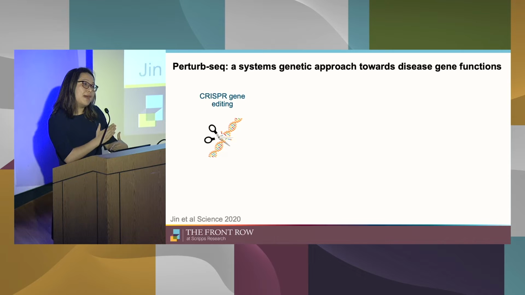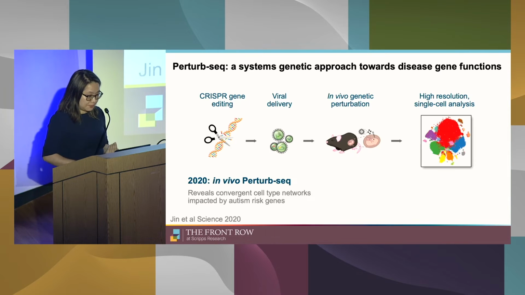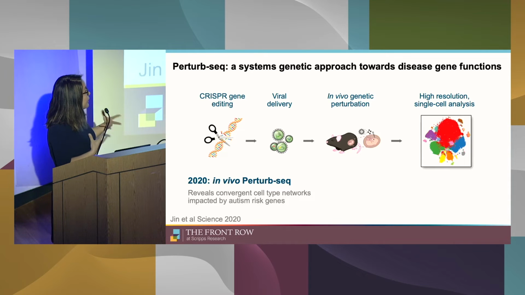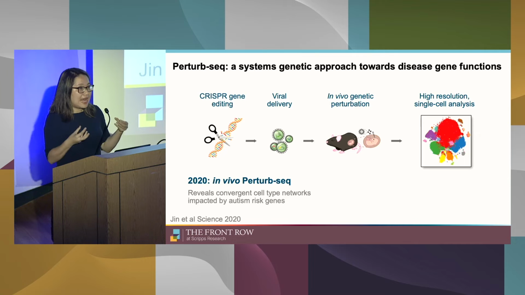So we took advantage of CRISPR gene editing technology that allows us to go to the genome precisely and programmatically introduce a mutation or change of the genetic variants for a particular risk gene that we're interested in studying. And subsequently, we can do these experiments in an animal by introducing these perturbations through viral delivery, taking out these tissues and analyzing these cells at a single cell level.